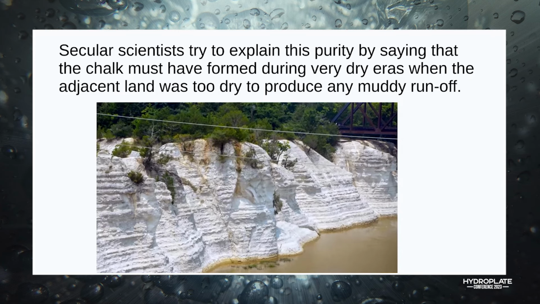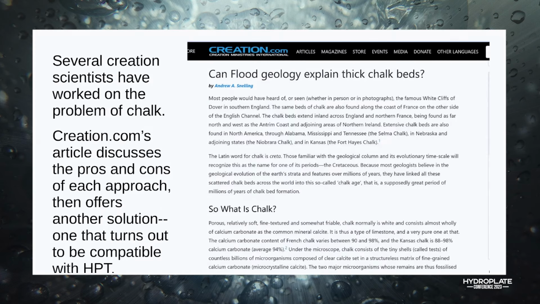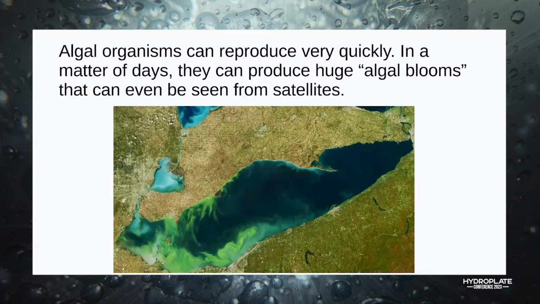Secular scientists tried to explain this purity by saying that the chalk must have formed during a very dry era when the adjacent land was desert, extremely dry, and just didn't produce any muddy runoff. But that's obviously just a rescue device. Now, several creation scientists have worked on the problem of chalk, and I found this article at creation.com very helpful. It discusses the pros and cons of each approach, and then offers another solution, and one that turns out to be compatible with hydroplate theory.